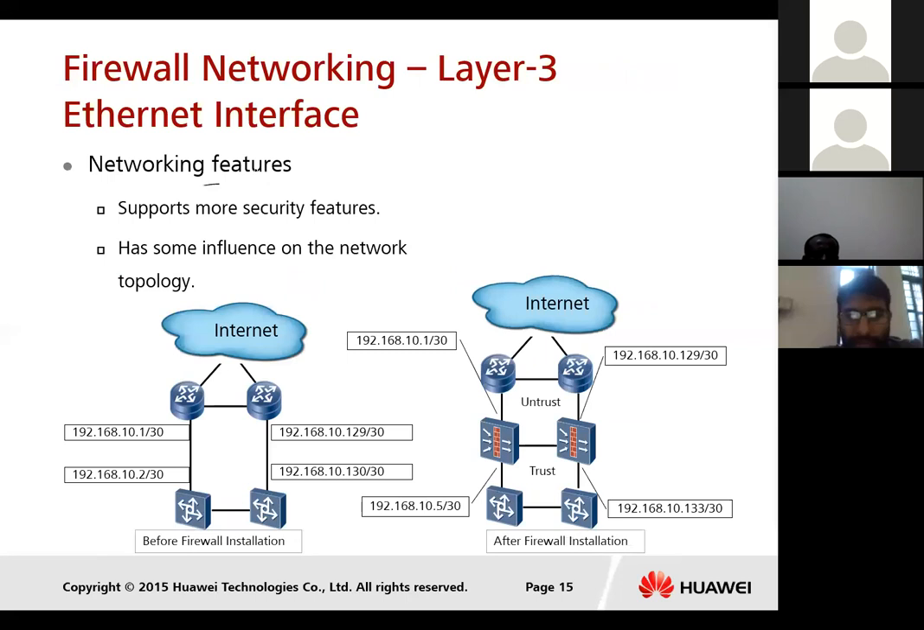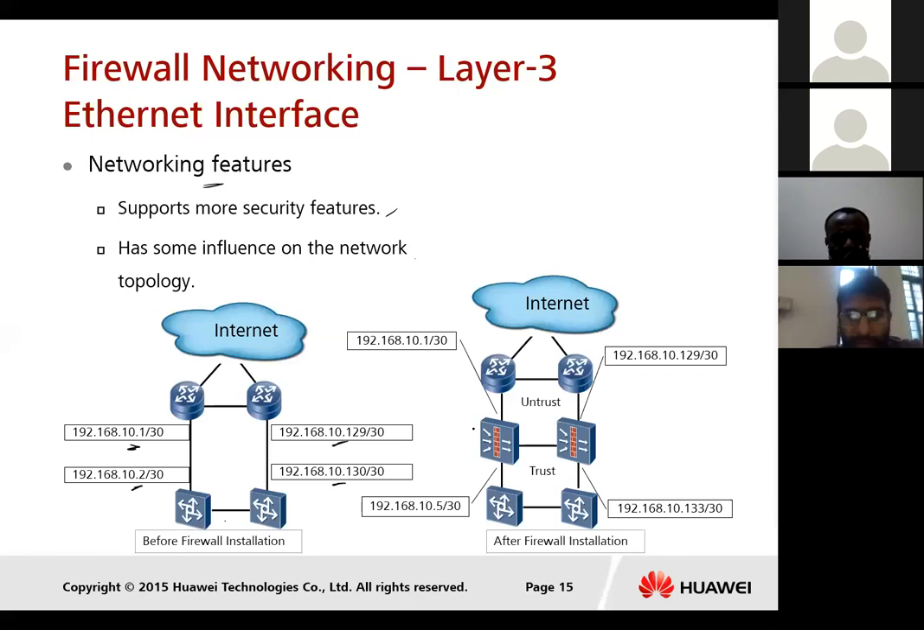For the networking features, it supports more security features because here you go up to layer 3. Layer 3 definitely has more security features that can be supported, and has some influence on the network topology. So for this, you might need to modify your address scheme. Before the firewall installation, I have 10.1, 10.2, 10.129, 10.130. So I have two segments here.